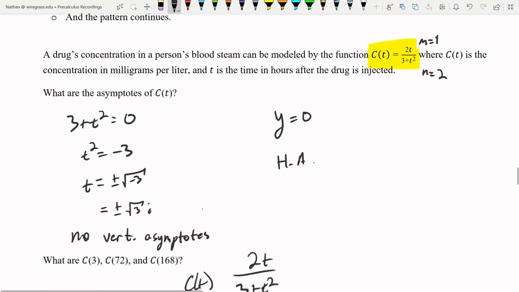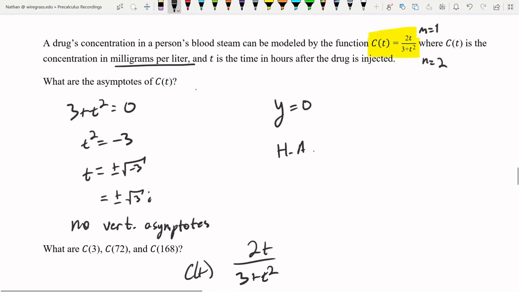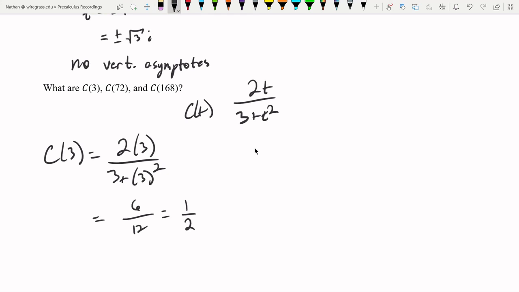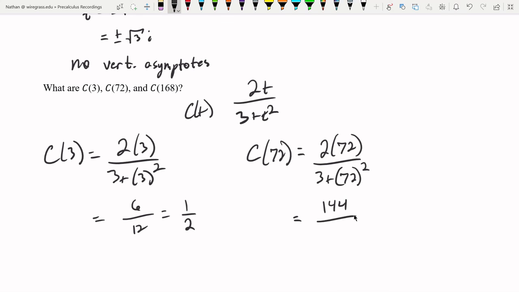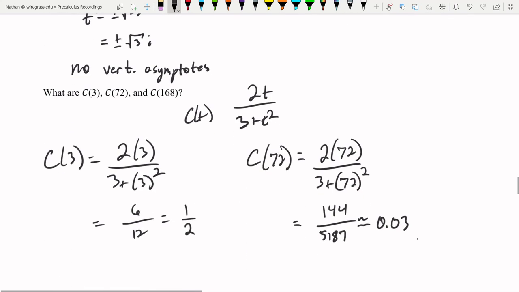And it said that this was in milligrams per liter. It must be liter of blood, right? Since it's in the bloodstream. So there's 1/2 milligram per liter of blood. Then after 72 hours, use a calculator for this, it's going to be 144 over 5187, or approximately 0.03 milligrams per liter of blood, so even less.